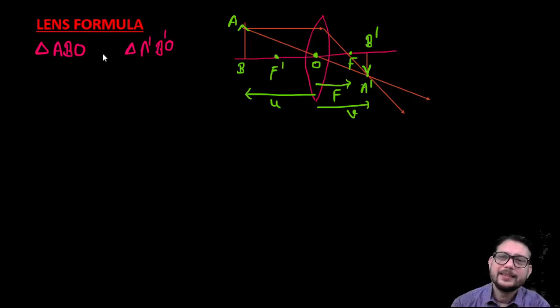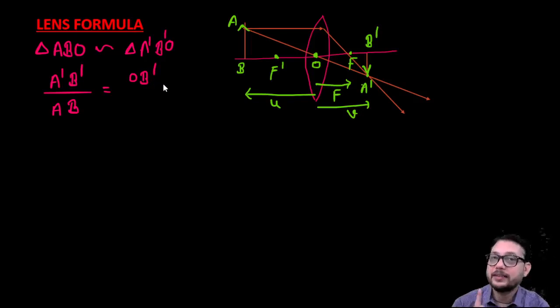Now you can easily say that these two triangles are similar to each other. And if they are similar, then we have A dash B dash over AB, means the ratio of their heights, that must be the ratio of their bases also. So that will be OB dash, the base of the triangle A dash B dash O, over OB, the base of the triangle ABO. So this is your equation number first. I hope that it is now clear to all of you.